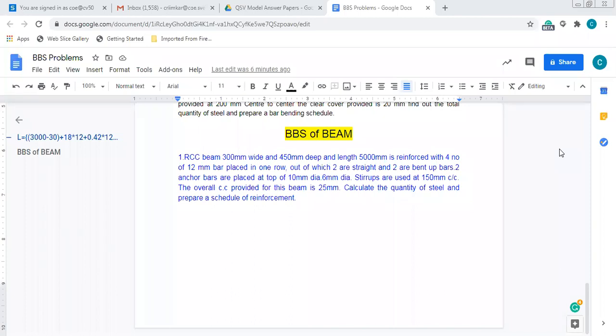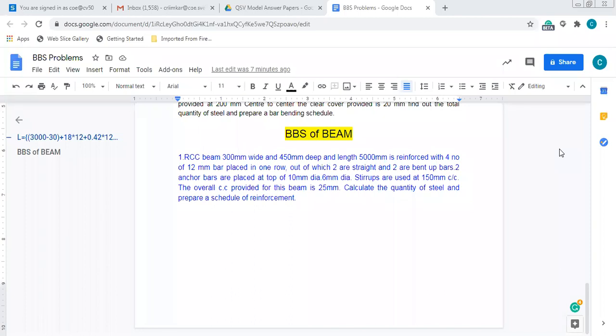Now, in today's lecture, we are going to discuss the new topic, that is bar bending schedule of the beams. So, what is the nature of the question which is going to be asked in your university examination? I have taken a sample example for this particular beam. You can note down this particular problem in the notebook.